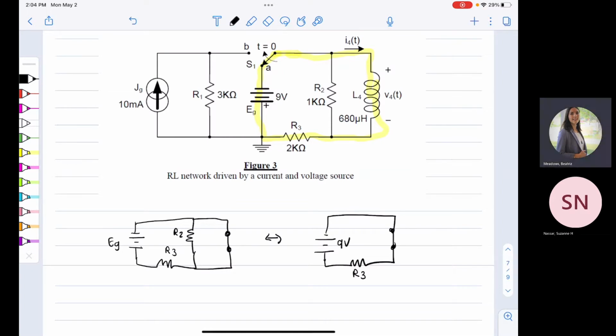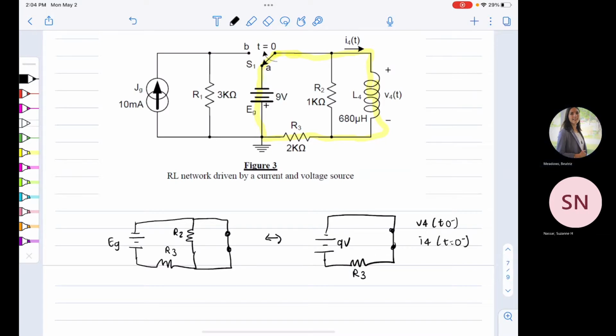Okay, so remember we're trying to find V4 at t equals 0 minus and I4 at t equals 0 minus. So what is V4? What is the voltage through a short? Yeah, thanks. Everybody knows that the voltage through a short is 0?